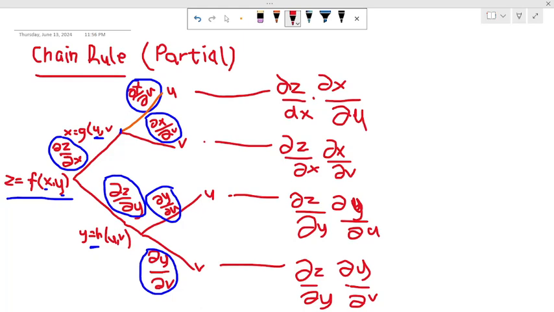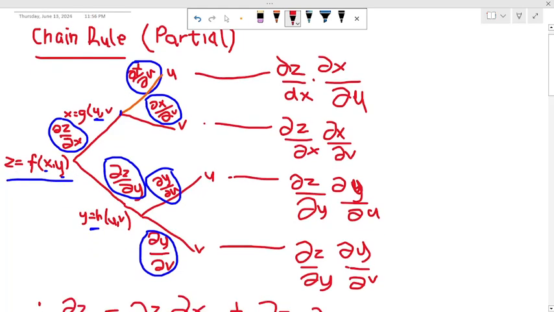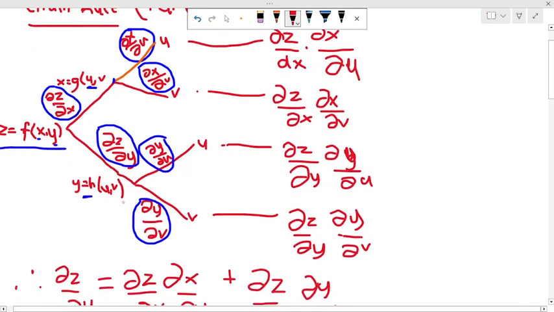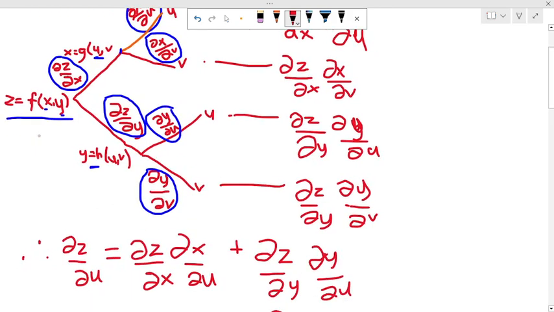Okay, now we've done that for the x. Now let's do the same for the y. So now we can see that when we traverse the path from z leading to u, we are first going to traverse this expression, that's ∂z/∂y, and now we also traverse this expression, that's ∂y/∂u.